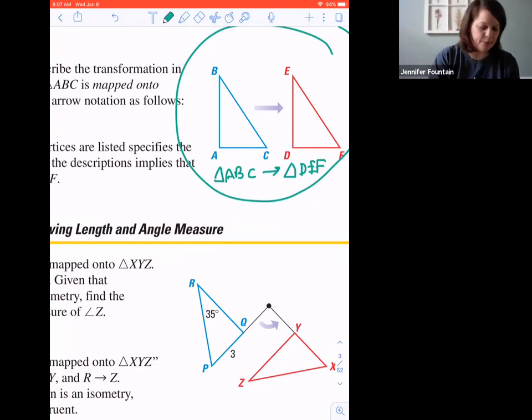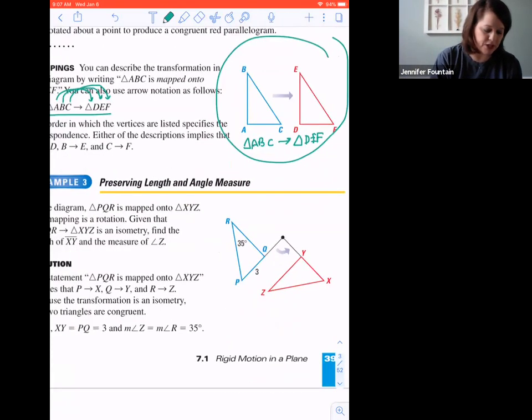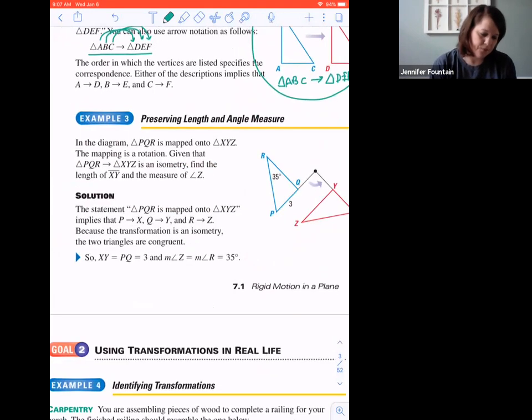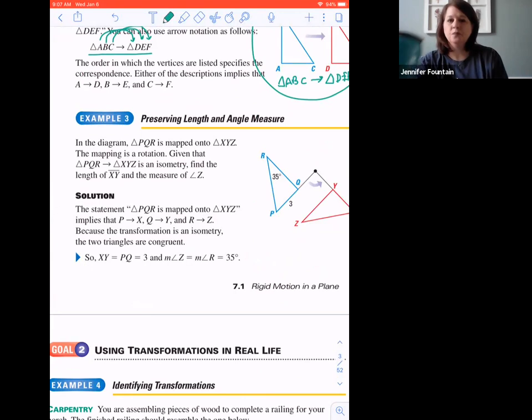And now we're going to look at example 3. I'll give you a minute to finish that up. All right, so in example 3, it says preserving length and angle measure. In the diagram, triangle PQR is mapped onto triangle XYZ.